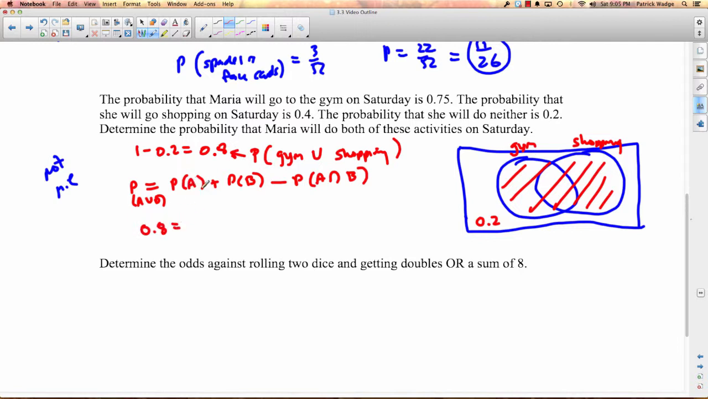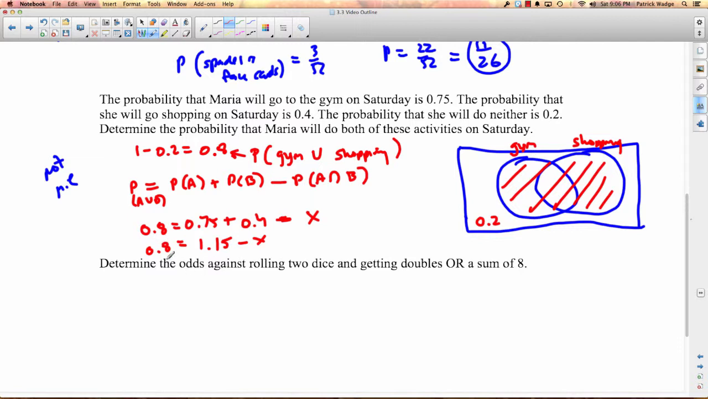We also know the probability of A. That's 0.75. The probability of someone going to the gym is 0.75. We also know the probability of B. That's 0.4, the probability of someone going shopping. What we don't know is the probability of there being overlap. So let's just call that X. And now we have a little algebraic equation we can solve. 0.8 equals 0.75 plus 0.4, which is 1.15, minus X.